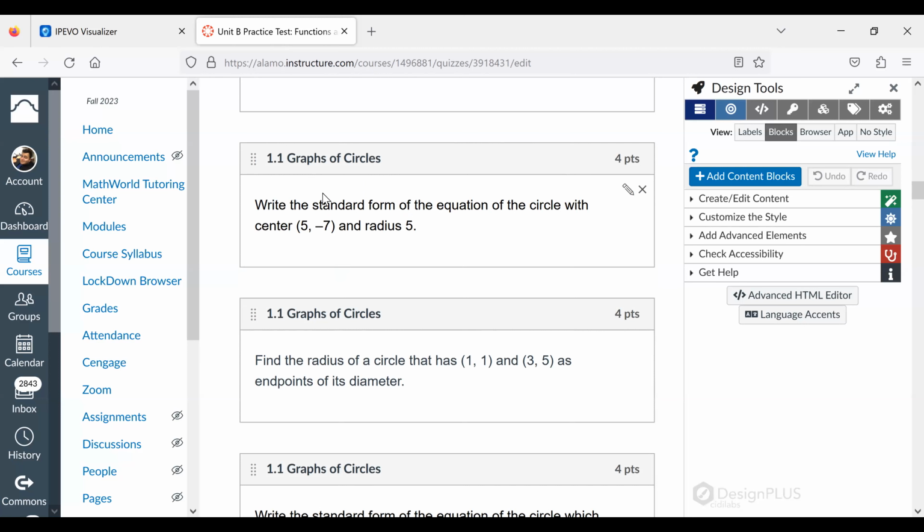6 and 7. 6, I think, is similar to what we just did. I'm going to shorten it up so we can move on. So, given center (5, -7) and radius equal to 5, write the equation in standard form.